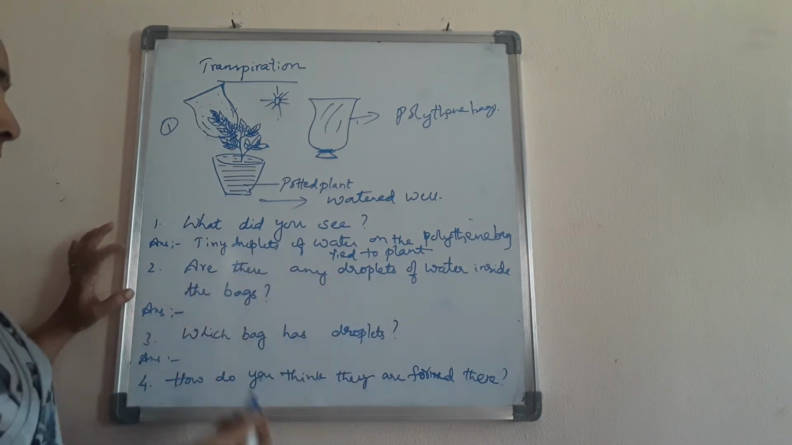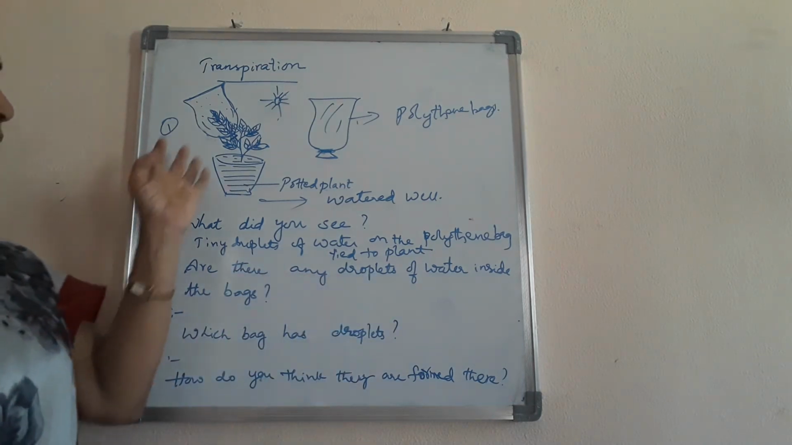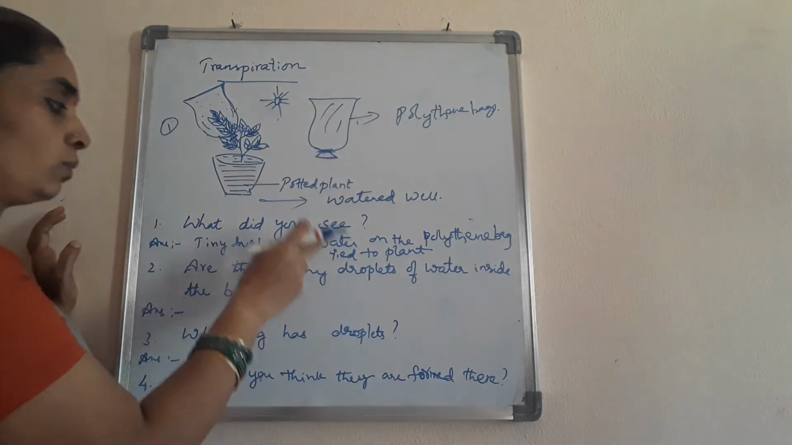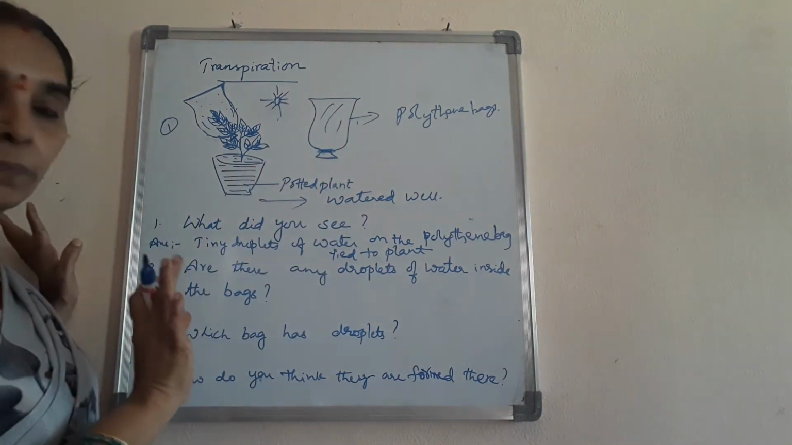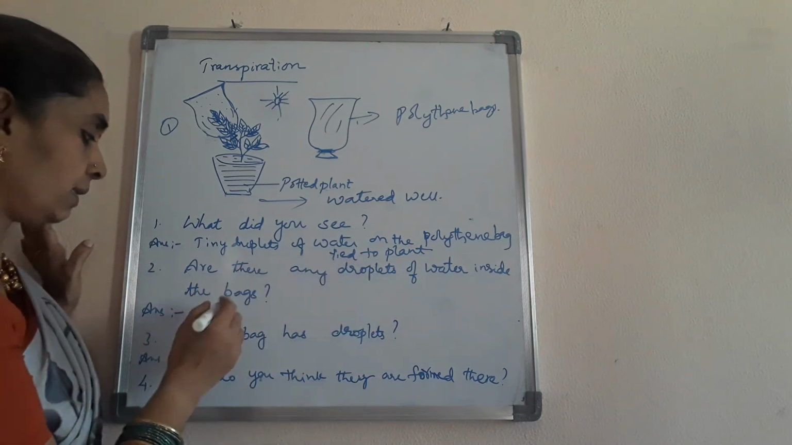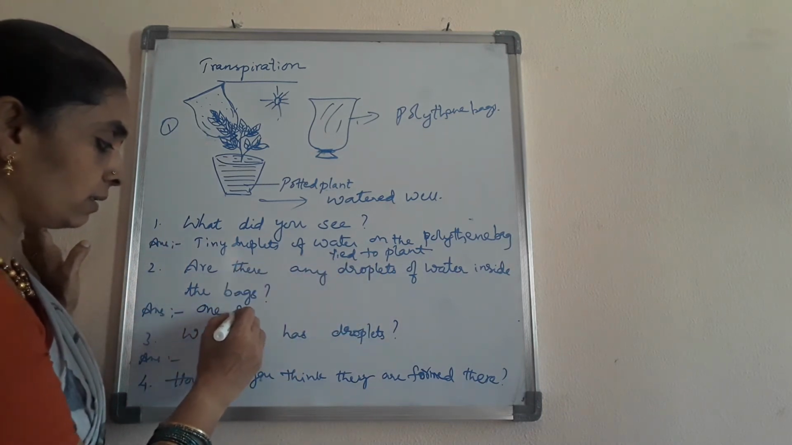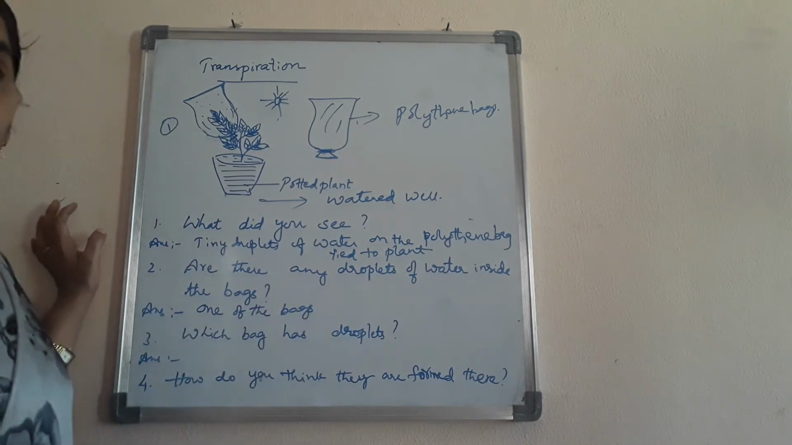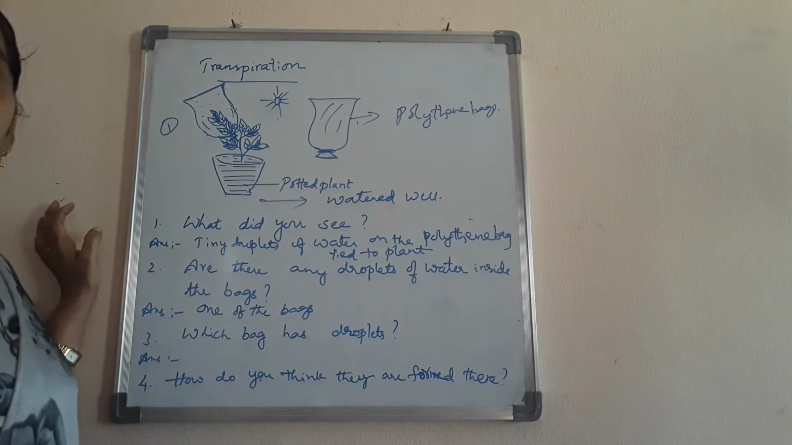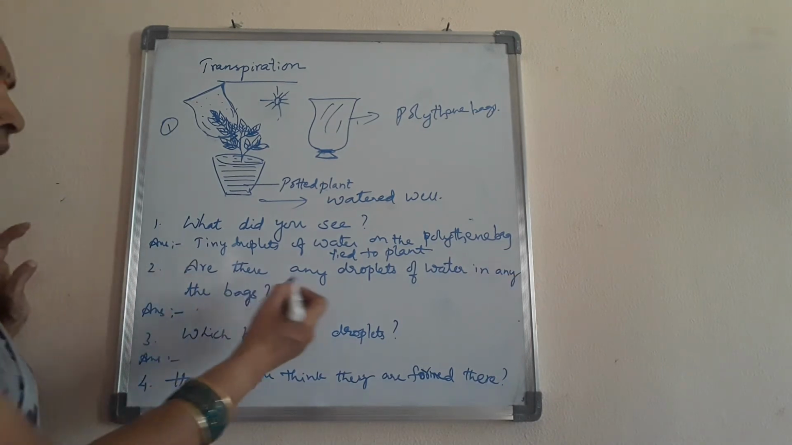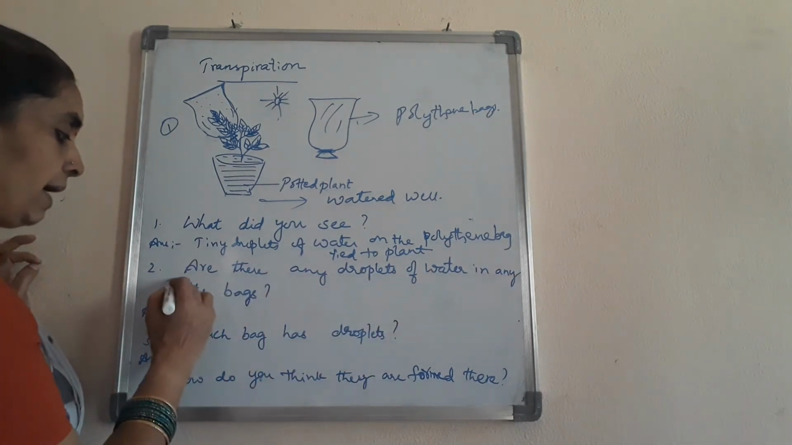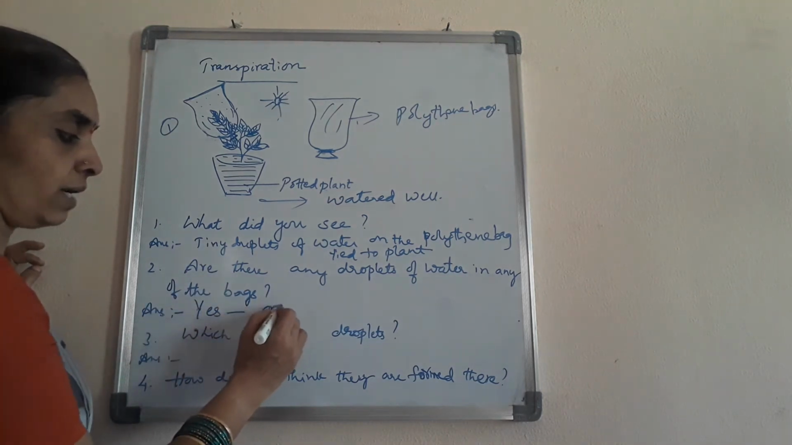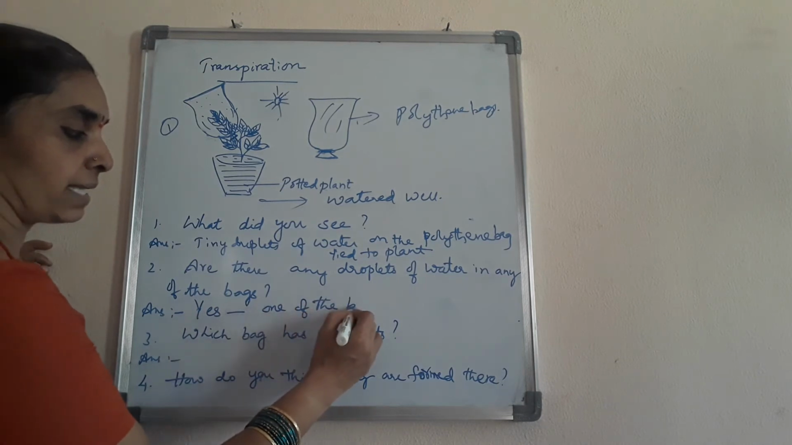But were there any droplets of water inside the bags, or both the bags? No, there are no droplets of water in both the bags, but in only one bag you can see the droplets of water. Okay children? See the question: are there any droplets of water in any of the bags? Correct it. So yes, in one of the bags.